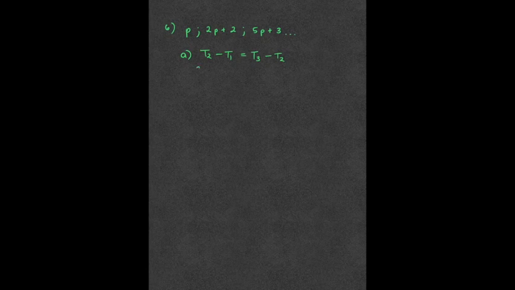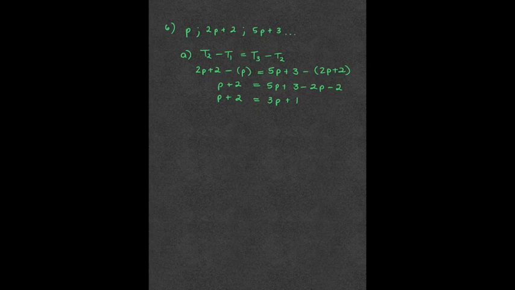So term 2 is 2p plus 2 minus term 1, which is just p, is equal to term 3, 5p plus 3 minus term 2. Let's simplify each side. So 2p minus p will just be 1p. Again, some of you may not need to do this step, but I'm just going to do it so that everybody understands where I'm getting these values from. So 5p minus 2p is 3p plus 1.